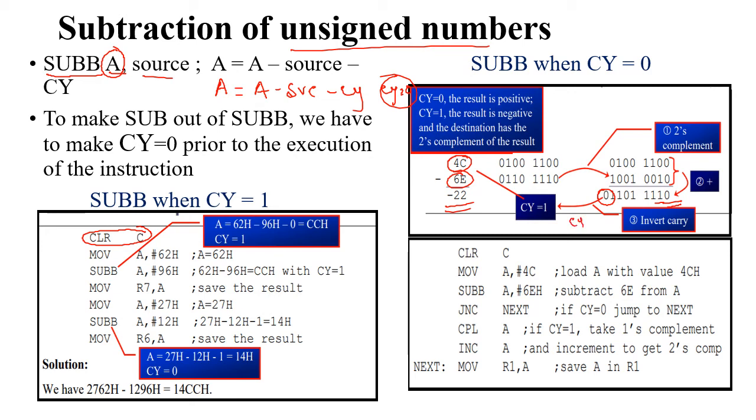Then you need to invert the carry. Since the carry is 0 here, you need to make it 1. When the carry is inverted, if the carry is 0, the result is positive. If the carry is 1, the result is negative. In this case, the carry is 1, so the result is negative. So it is minus, and the destination has the 2's complement of the result. This result will be in the form of 2's complement.